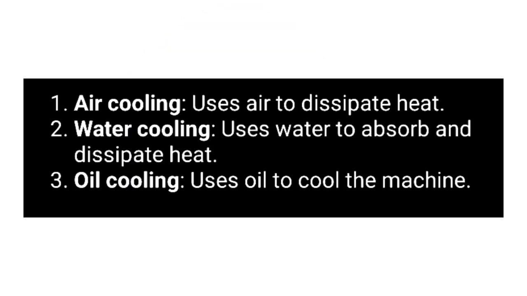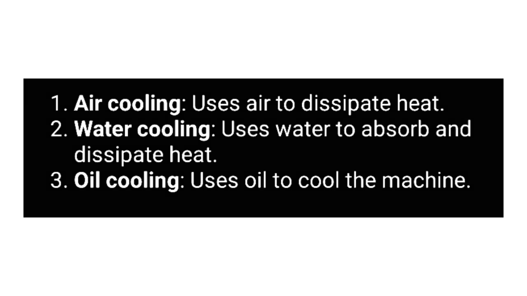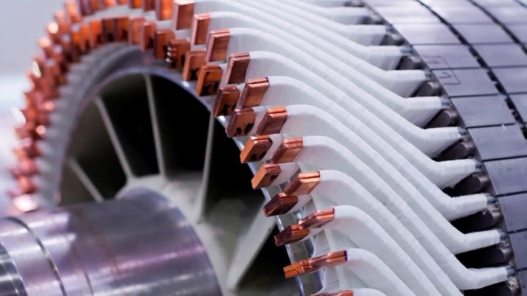The first one is the air cooling system, the second one is the liquid cooling system, and the third one is the hydrogen cooling system, and so on. The next important part of a rotating machine is the insulation, which is also very important.